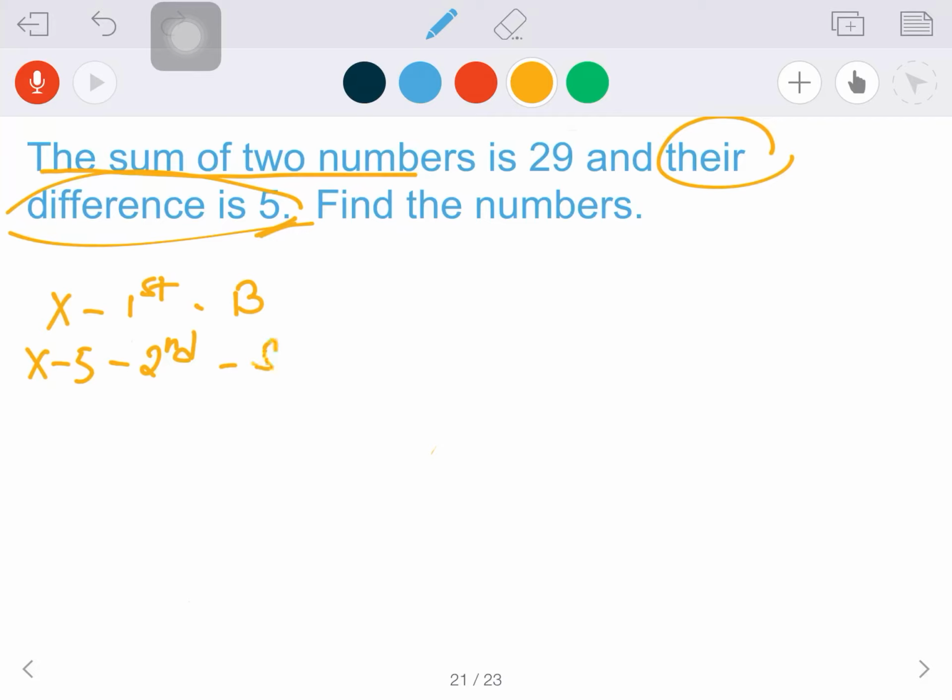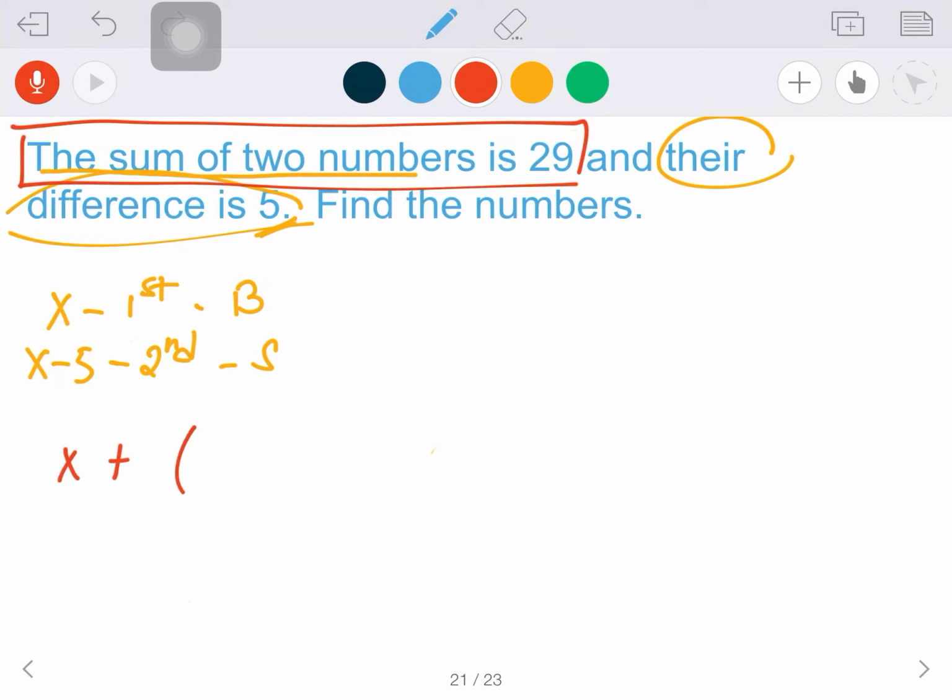Now, this is the representation. I'm going to do now the relation and the equation. Sum of two numbers, I'm going to pick it up here. The sum of two numbers is 29. So I have the first number is x. The second number is x minus 5. I'm just going to add them. And the answer is 29.